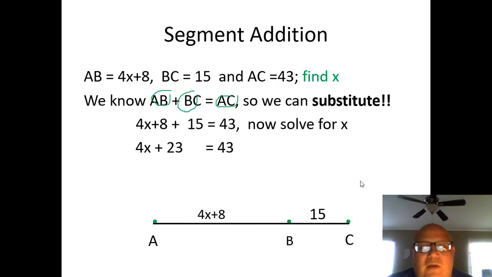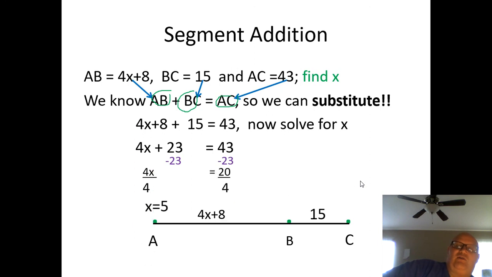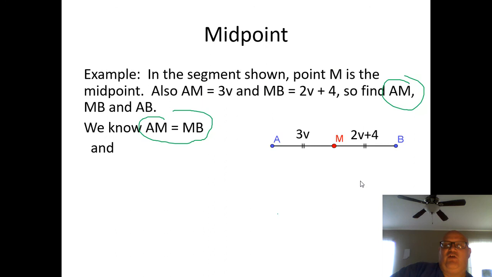So now when we work it out, we substitute the numbers in and rewrite the equation: 4x plus 8 plus 15 equals 43. And then we can just solve. You get x equals 5. And if you want to check, plug in 5 for x: 4 times 5 is 20, add the 8 is 28, and 28 plus 15 is 43. Just plug it in, so we're solved. But in this case, it just solved for x.